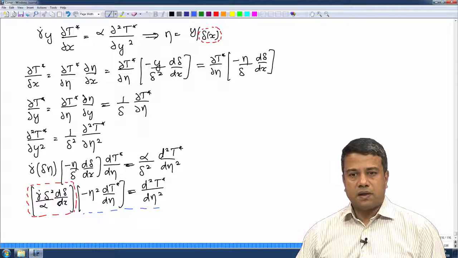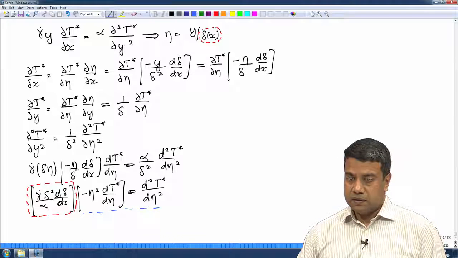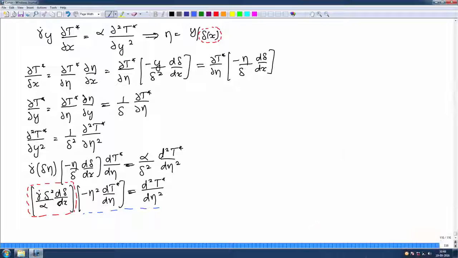How do we get the similarity variable? So, the solution in terms of the similarity variable, and how do we use that to get correlations for the heat transfer coefficient?